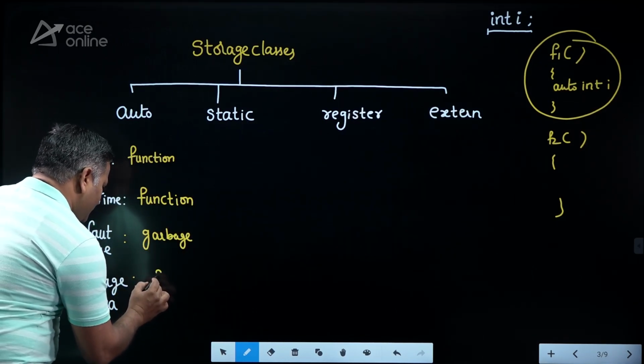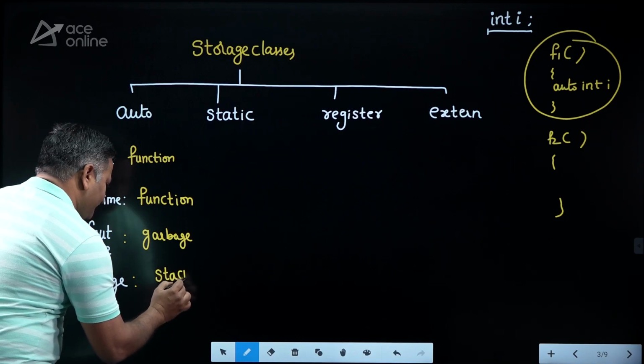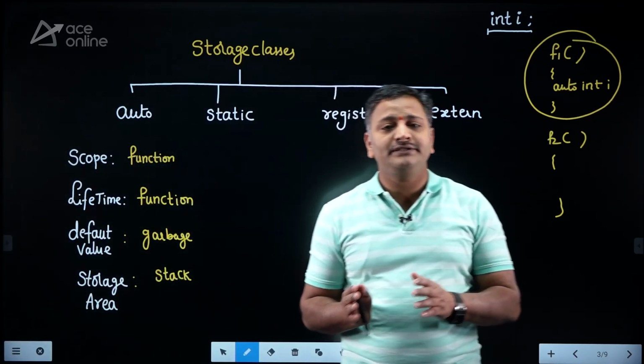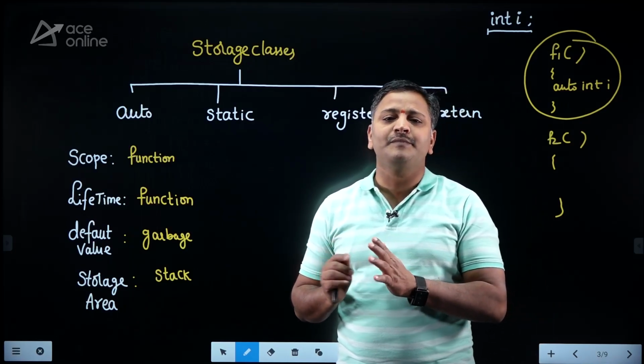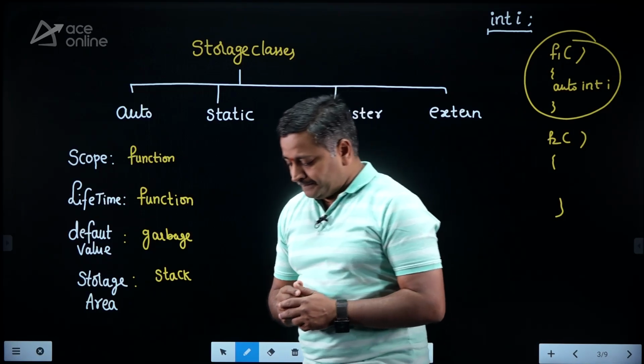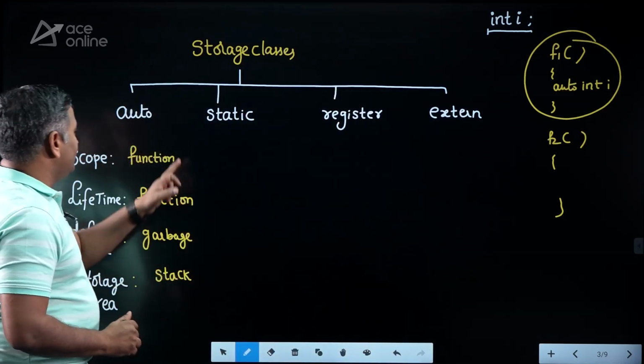And the storage area, it is stored in stack memory. So we have 3 areas where the variables reside: one is stack, another one is static, another one is heap memory. So auto variables will be stored in stack memory, friends. Next one, static variable.